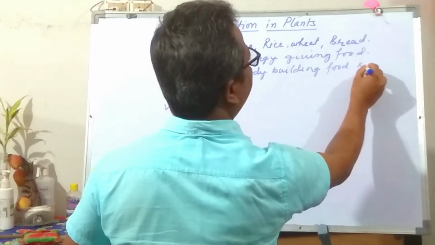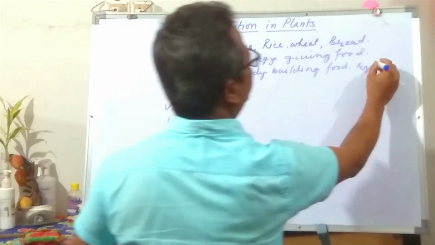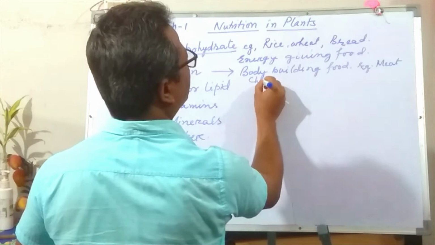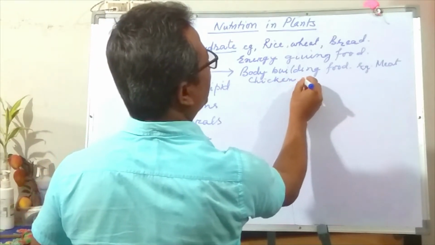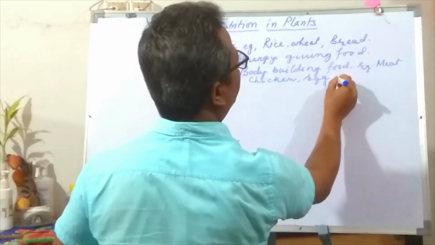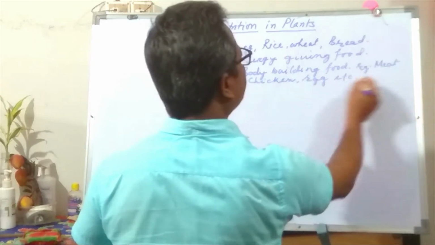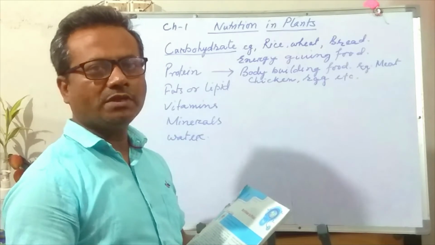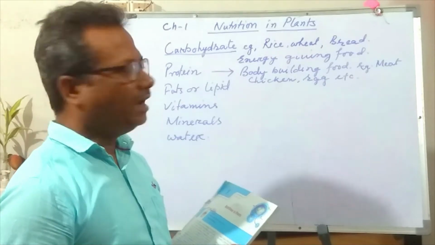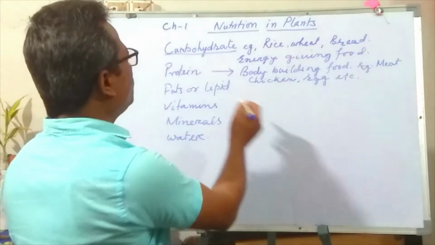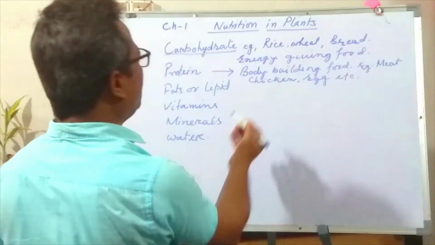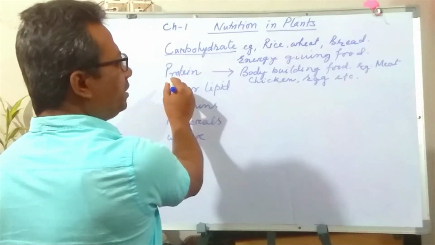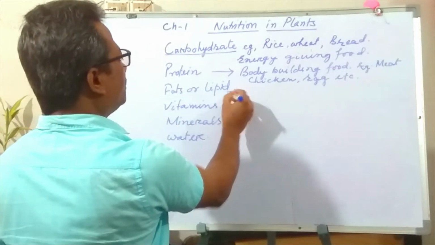For example, meat, chicken, egg, etc. These kinds of food help in the formation of muscles and strengthen the muscles. So this kind of food is called bodybuilding food, and the bodybuilding foods are nothing but protein.